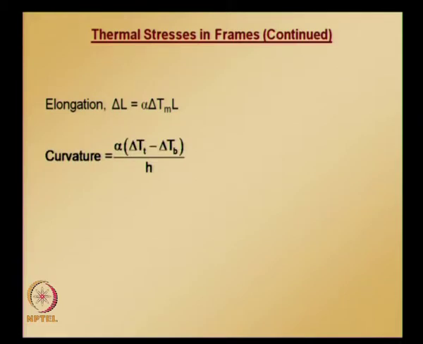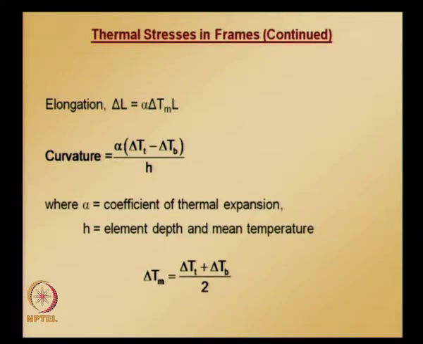Curvature is given by this. This formula is familiar to you. It is the same as what we use for the beam element. Here in these equations for elongation and curvature, alpha is the coefficient of thermal expansion, h is the element depth, and delta T m is the mean temperature, which is the average of top surface temperature and bottom surface temperature. And these are the elongation and curvature.